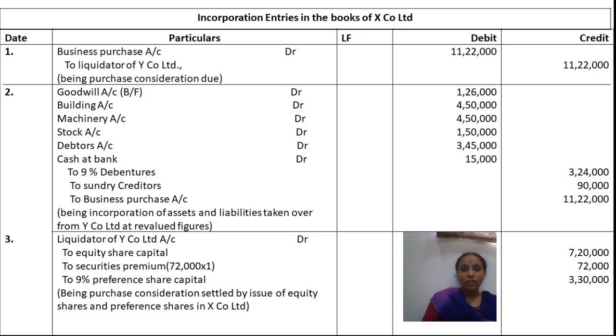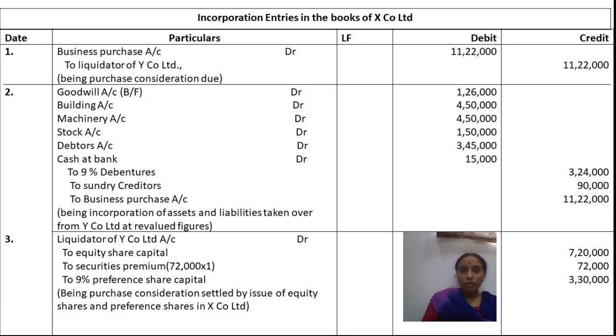We have calculated in the working note 11 lakh 22,000 in the form of shares and preference shares. Then, in order to incorporate all the assets and liabilities of the purchase consideration, we are going to pass the journal entry: building account debit 4 lakh 50,000, machinery account debit 4 lakh 50,000, stock 1 lakh 50,000, debtors 3 lakh 45,000, cash balance 15,000.